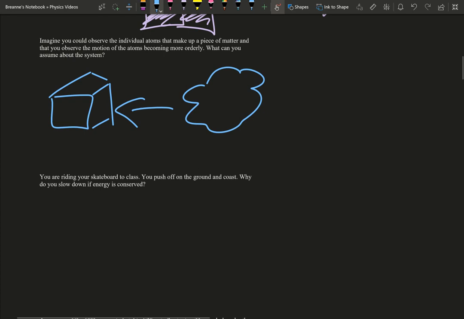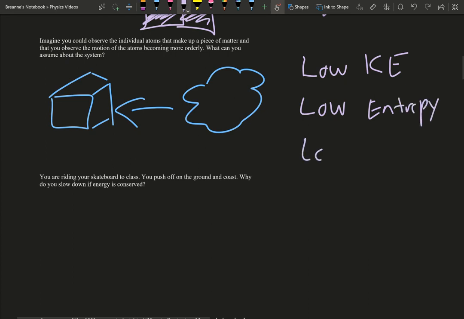So a couple of things you can assume is it's going to have low kinetic energy. It's going to have low entropy. And it's going to have low particle movement.